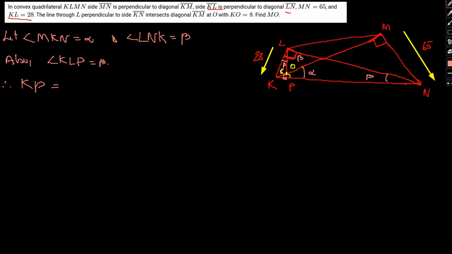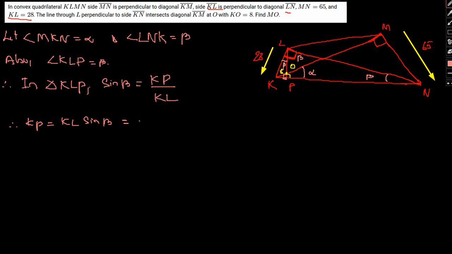So KP is perpendicular. Let me represent it this way so that things become easier for you. In triangle KLP, sine beta equals perpendicular KP by hypotenuse KL. So therefore KP is KL sine beta, or 28 sine beta.